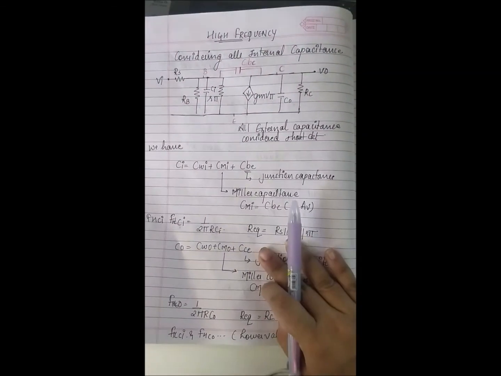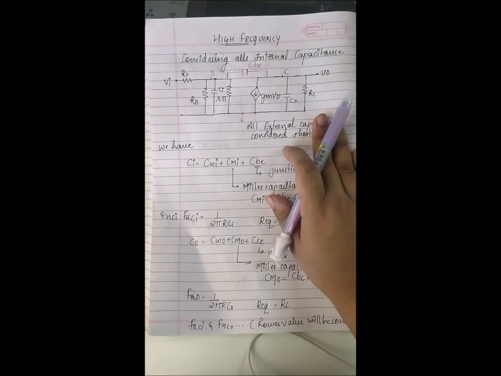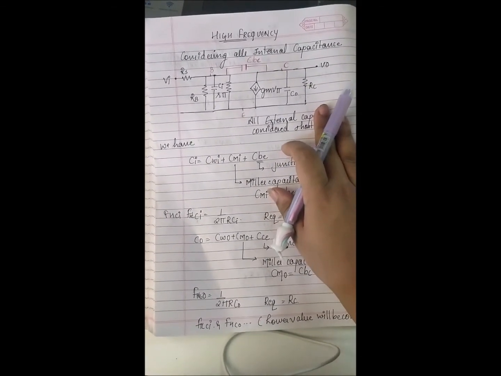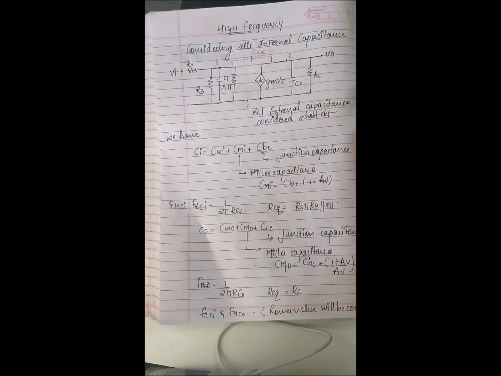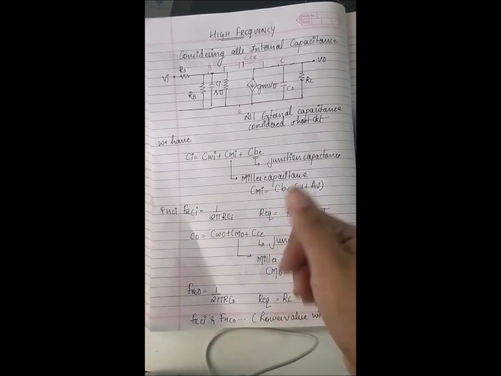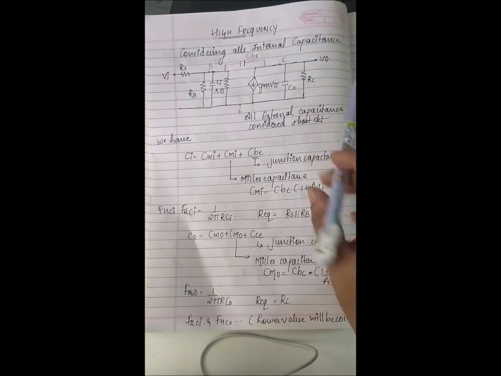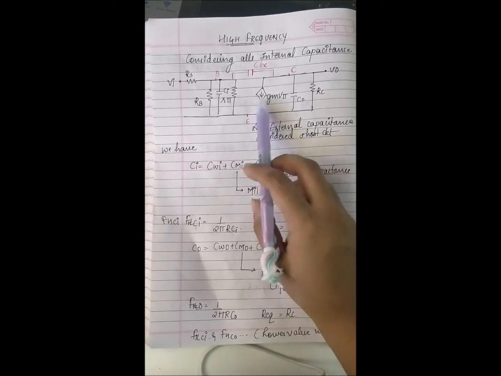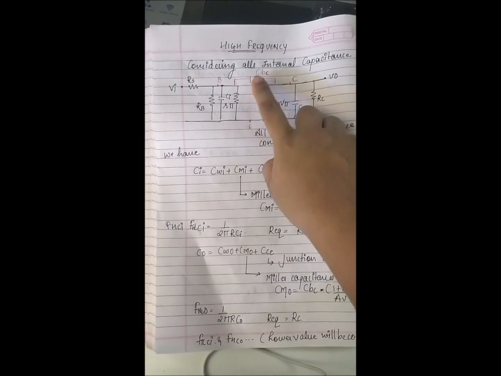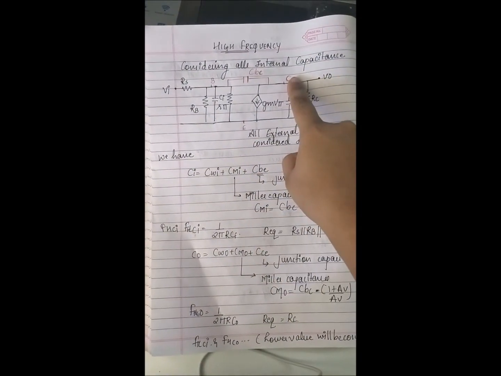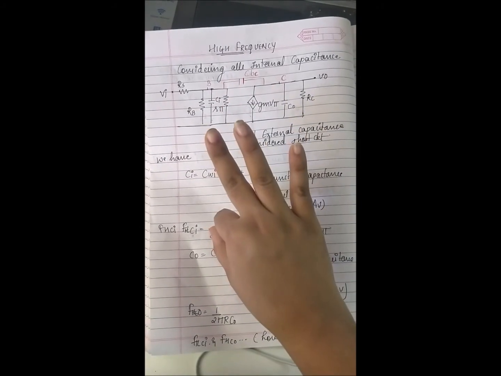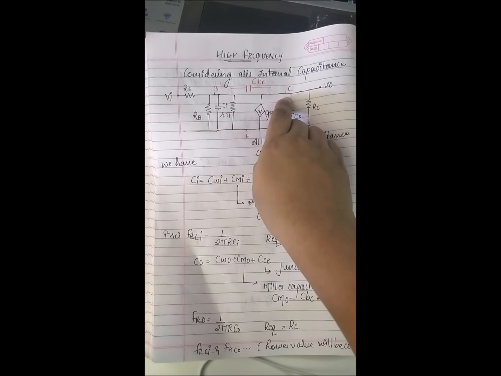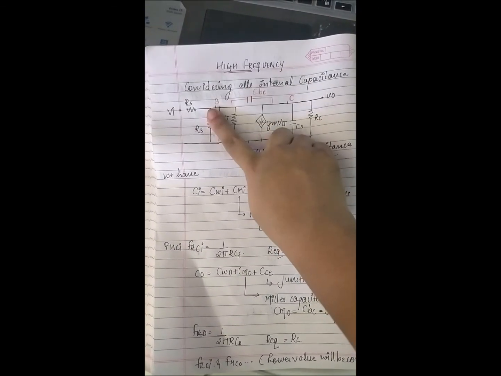Next is the high frequency analysis. As you can see, in the high frequency analysis, all the capacitors, including internal capacitors, are considered. First internal capacitor is the junction capacitor. You can see over here we have a total of 3 junctions: base, collector, emitter. So we'll be developing 3 different junction capacitors: CBC, CBE, CCE. So a total of 3 junction capacitors have been developed, that is, the capacitor across the C terminal and B terminal, which is called CBC.